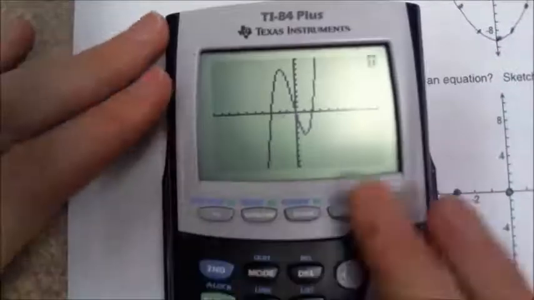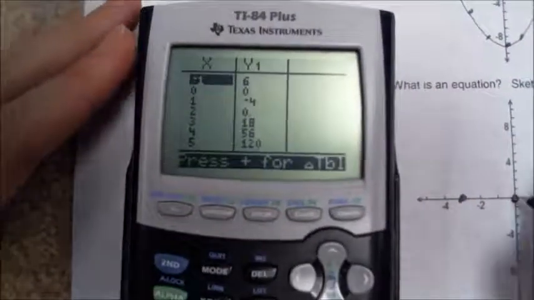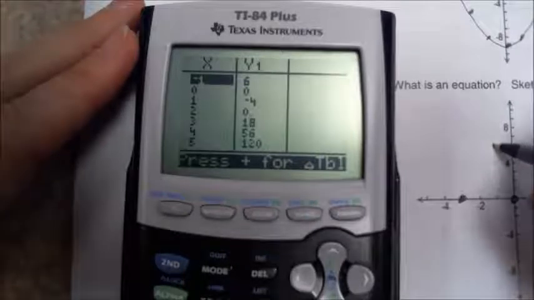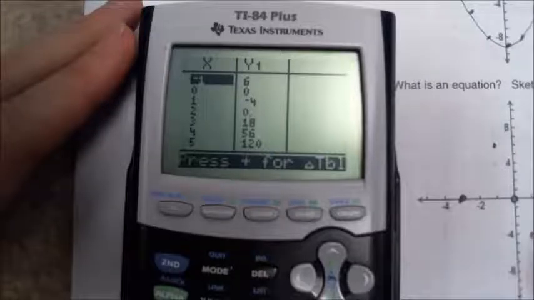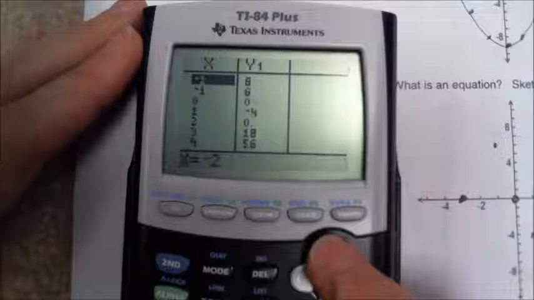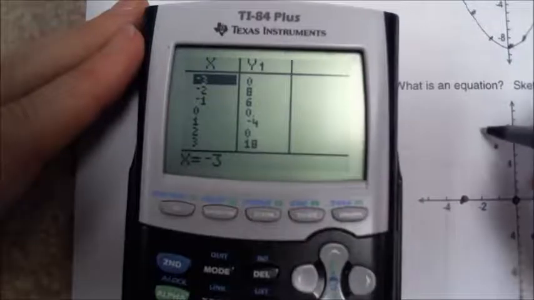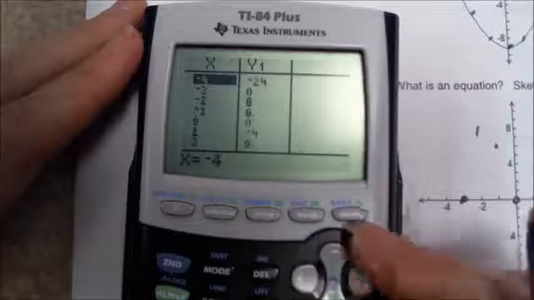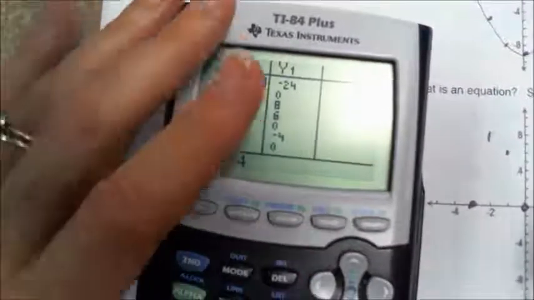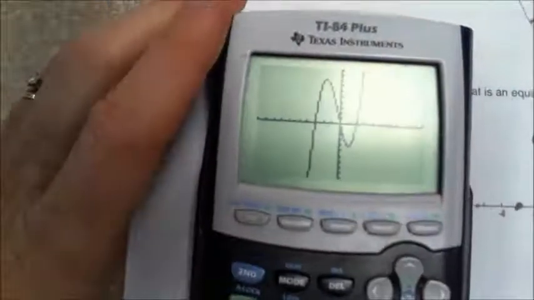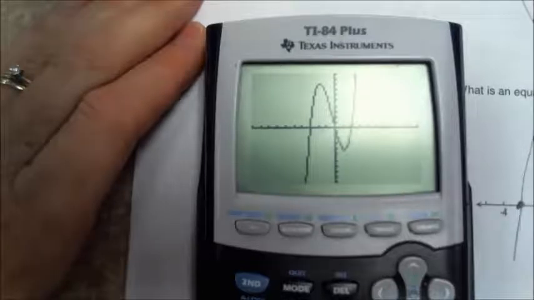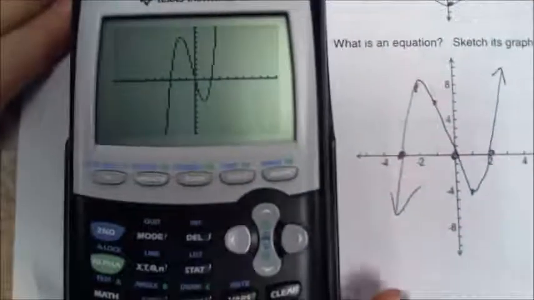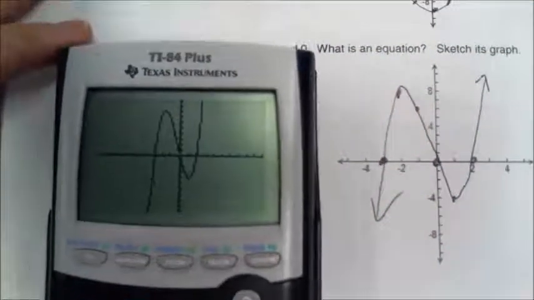Another letter N. Let's look at the table of values. Negative 1, 6. 1, negative 4. 3, 18. That goes off our graph. Negative 2, 8. 2, 0. We knew that. And negative 4, negative 24. That goes off our graph too. All right. Let's see if we can sketch this. Up, down, up. How's that? Kind of looks the same.